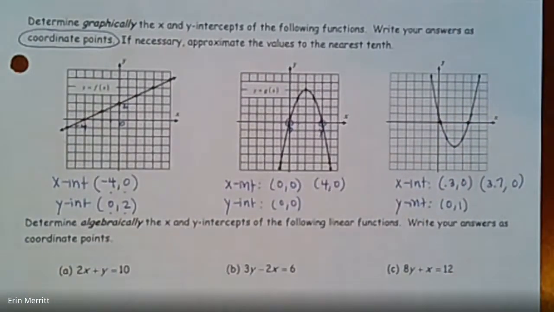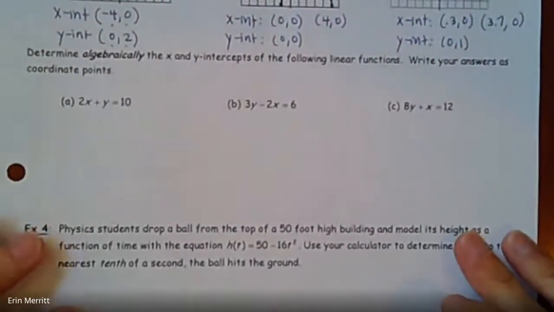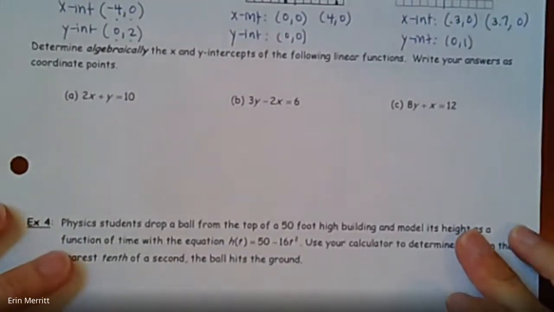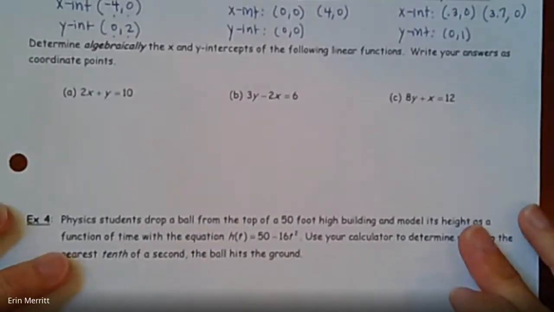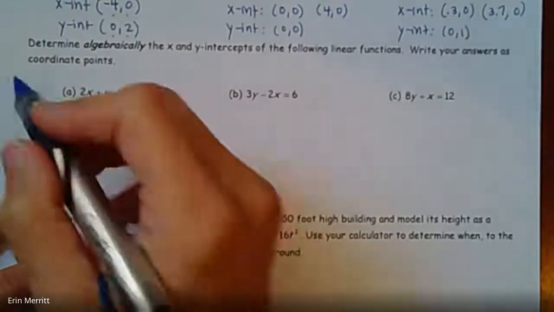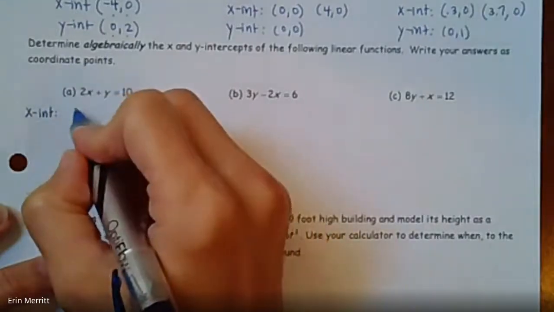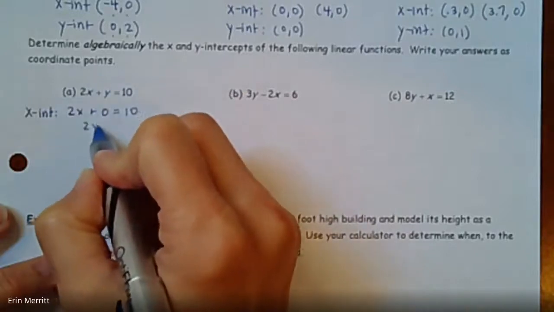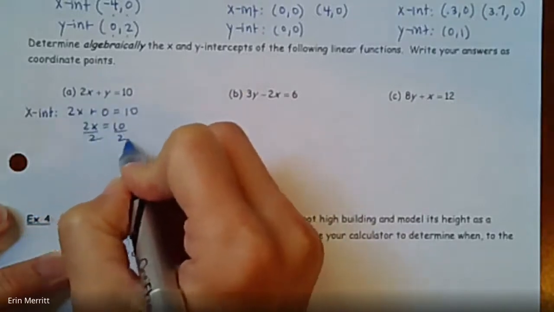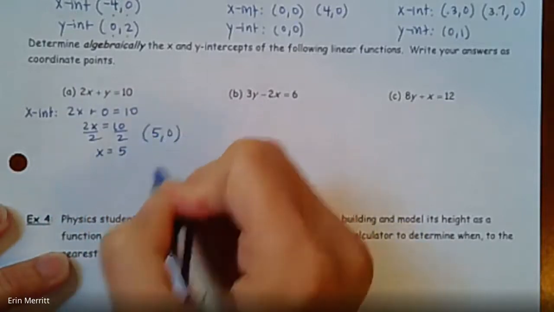Right. For the next ones, do a little algebraic practice now. It's saying determine the x and y intercepts of the linear functions. So this is where you're going to use that rule that to find the x-intercept, set y equal to 0. To find the y-intercept, set x equal to 0. So it's always the opposite variable that you set equal to 0. All right, we'll try to keep this organized. So for x-intercept, let's set y equal to 0. So plus 0, which just means you're going to get 2x equals 10. Divide by 2, we'd get x equals 5. So that would be the point 5, 0.